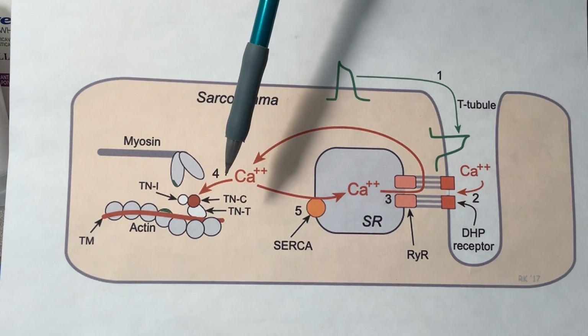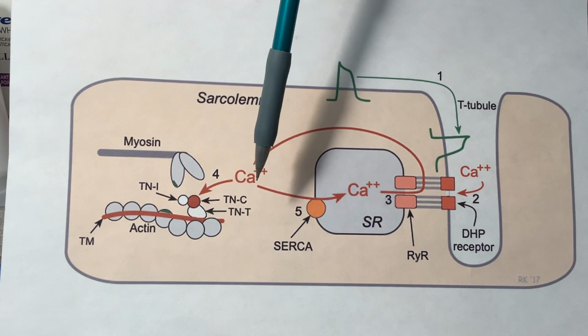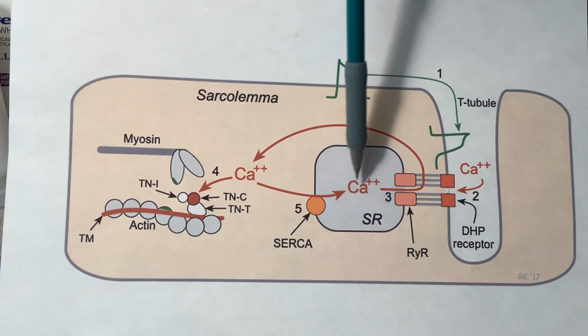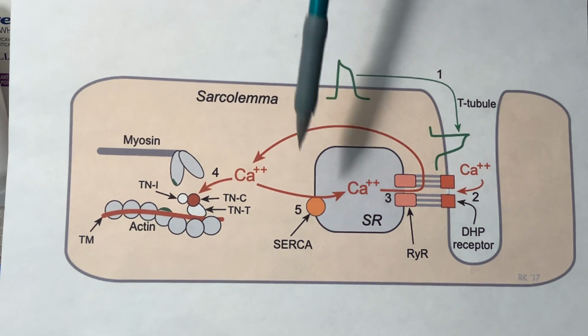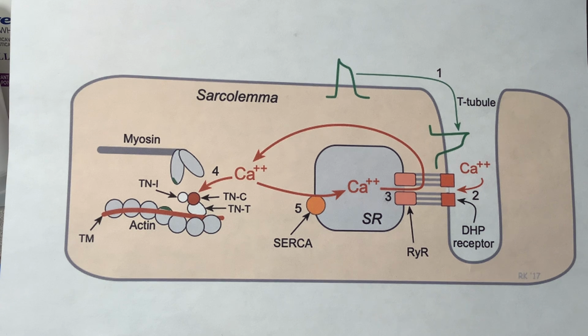During relaxation of the heart, in diastole, calcium is pumped back into the sarcoplasmic reticulum and outside of the cell. The cross-bridge becomes detached and tropomyosin goes back to blocking the active sites.